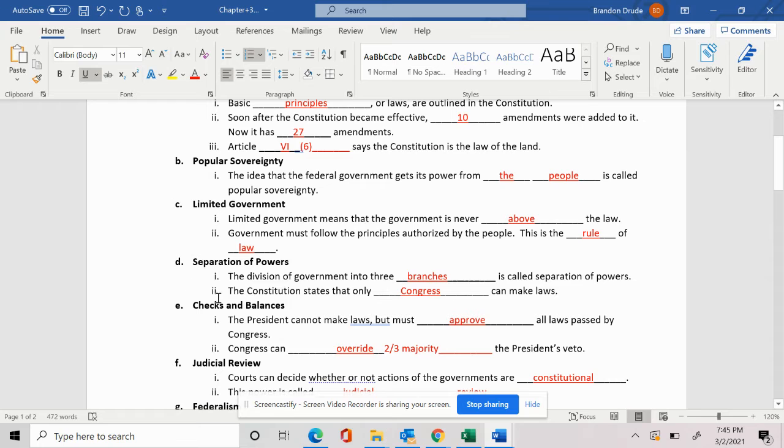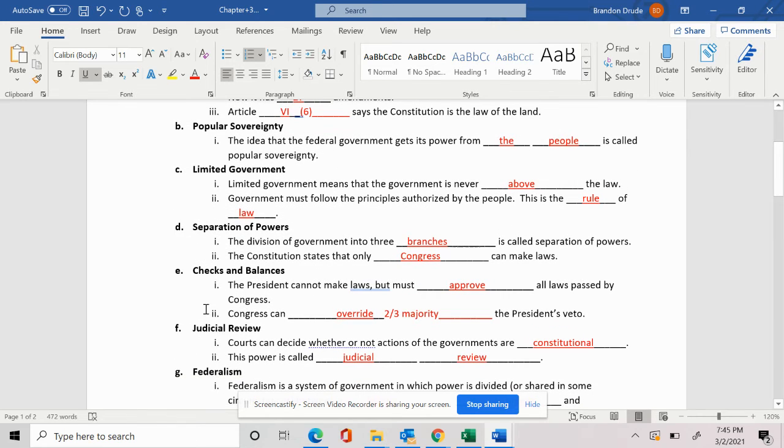So this is the fourth principle, checks and balances. The fifth principle is judicial review. This is when the courts, and specifically the Supreme Court, decide whether an act is constitutional, meaning it follows the Constitution and it's okay and legal, or it's unconstitutional, meaning it doesn't follow the Constitution, it's illegal, and it has to be thrown away because it's not legal. This process is called judicial review, and it's used a lot.